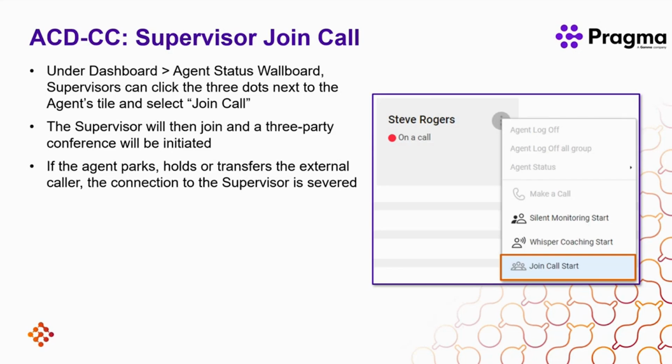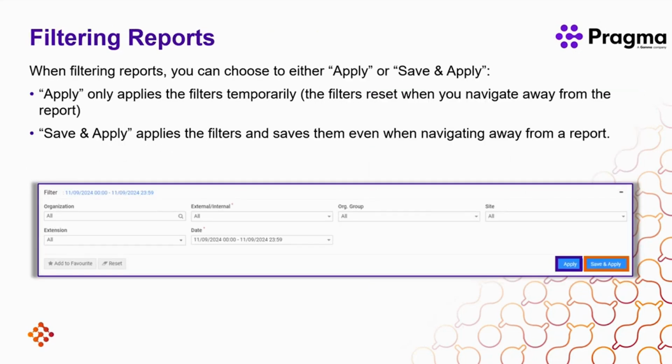So, filtering reports. Obviously we can filter reports now, but what we can do in the new version is that you can actually save filters. Beforehand, if you wanted to save filters, you'd have to set the filters, save them, and then save it as a favorite. So you could only have like 10 slots for saving filters.